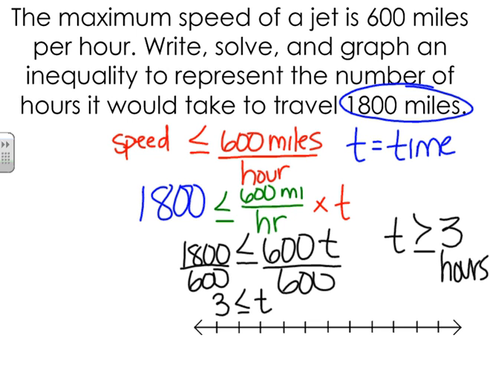Okay, so on our graph we have 3, 4, 5, 2, 1. So closed circle at 3, and t is greater than. So it could take 4 or 5 hours because you could go slower. Maybe you're only traveling 500 miles per hour that day, or maybe it's really windy and you're only at 458 miles per hour or something like that. So at least 3 hours, that would be the minimum amount of time that it would take.